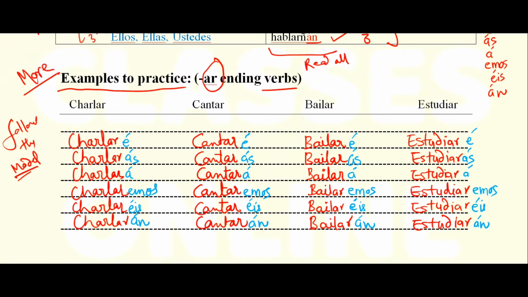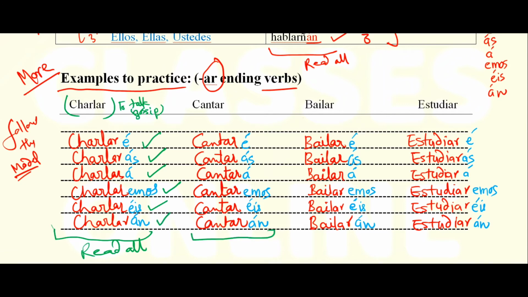Charlar, cantar, bailar, estudiar. Now, let's read once. Start with charlar. Charlar means to talk or to gossip. Now read. Charlaré, charlarás, charlará, charlaremos, charlaréis, charlarán. Another is cantar, which means to sing. Cantaré, cantarás, cantará, cantaremos, cantaréis, cantarán.